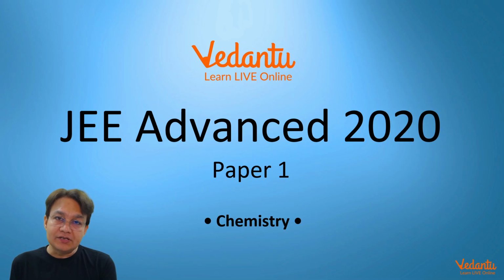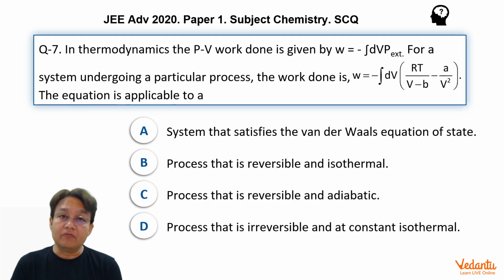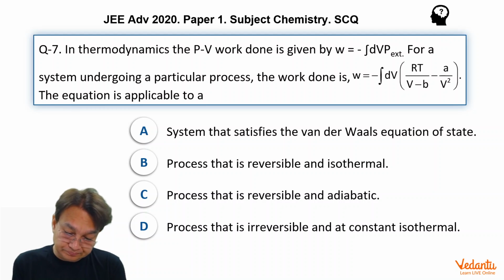I'm going to discuss problems of JEE Advanced Chemistry 2020. Let's solve problem number 7 in paper 1. The problem is related to thermodynamics, and this is a problem in which the real gases concept is also involved. Let's move on to see what the problem is.